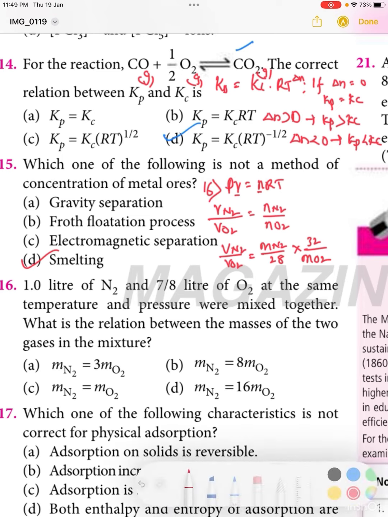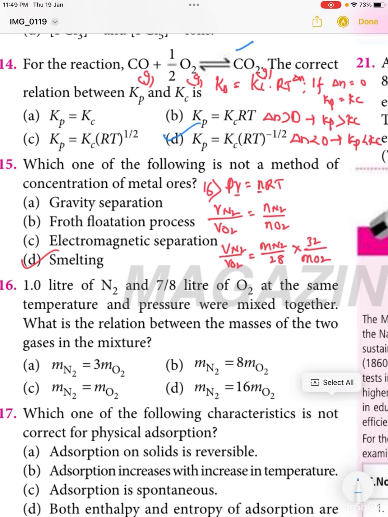So volume is also given in the question. Substituting, the volume of nitrogen is 1 liter. So 1 by 7 by 8 is equal to mass of nitrogen by 28 into 32 by mass of oxygen. So if you take the relation, you will get mass of nitrogen equal to mass of oxygen. C is the correct answer for this question.